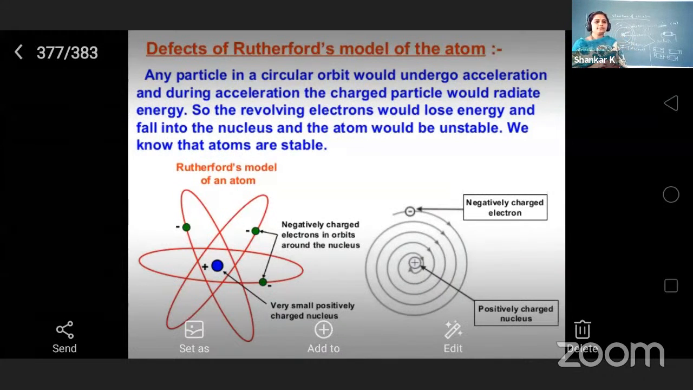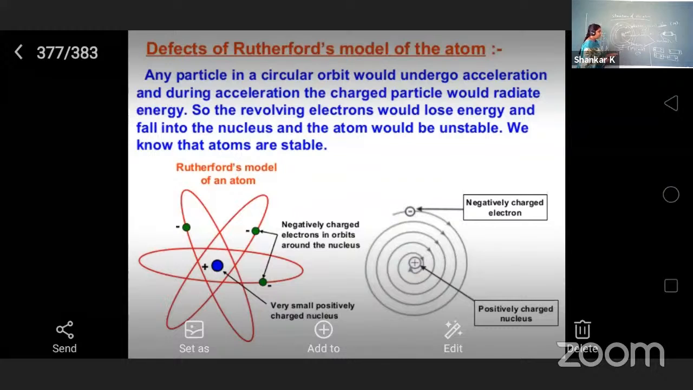Here you can see that any particle in a circular orbit would undergo acceleration, and during acceleration the charged particle would radiate energy. So the revolving electrons would lose energy and fall into the nucleus, and the atom would be unstable. We know that atoms are stable. But here, students, there will be positive charge bodies and negative charge bodies.